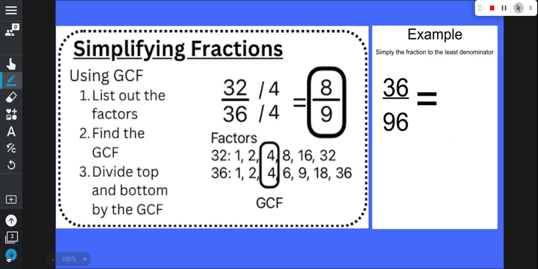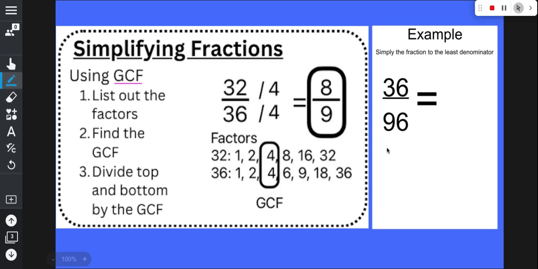Moving on to simplifying fractions. In simplifying fractions, we're going kind of the opposite order. We're trying to get our fractions smaller. So instead of multiplying, we're going to be dividing. So the first step we need to do is find the GCF. The GCF stands for greatest common factor.